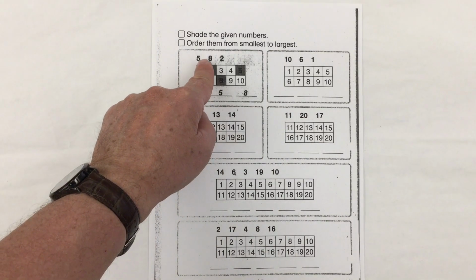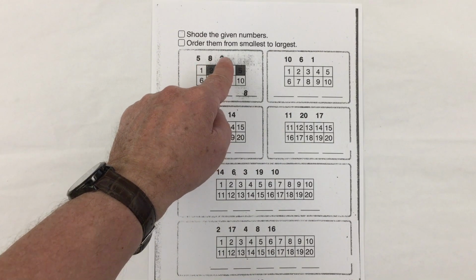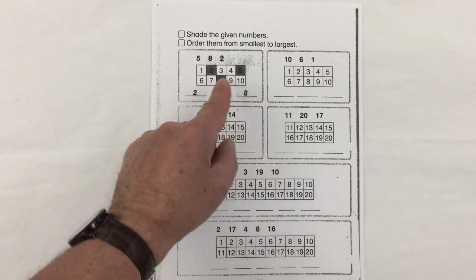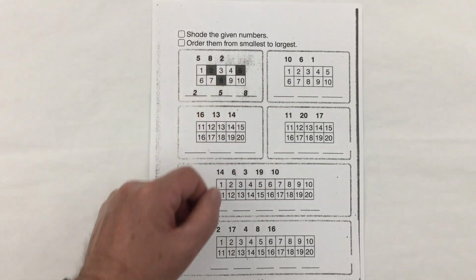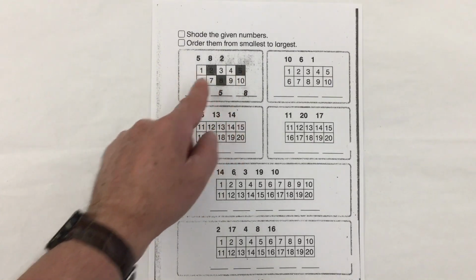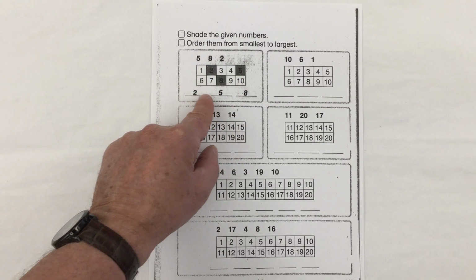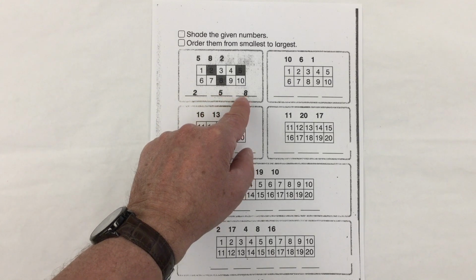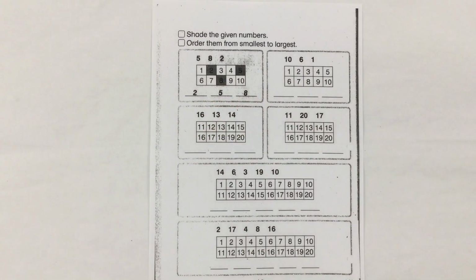Here we got 5, 8, 2. So they shaded in the 5, they shaded in the 8, and they shaded in the 2. And then reading across like a book, they realized that 2 comes first, then 5, then 8. So let's do that with these numbers.